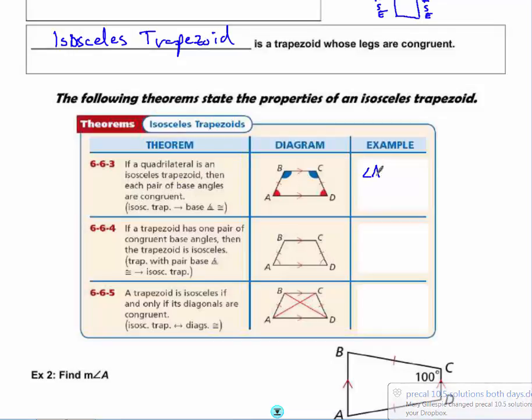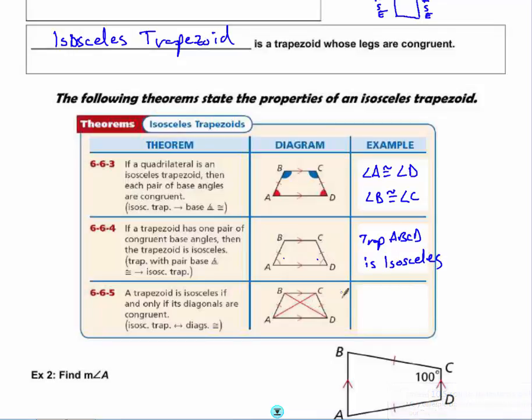So angle A is congruent to angle D, and angle B is congruent to angle C. If a trapezoid has one pair of congruent base angles, then the trapezoid is isosceles. So when we see that angle A is congruent to angle D, we know that trapezoid ABCD is isosceles, and all the rules of an isosceles trapezoid will apply.